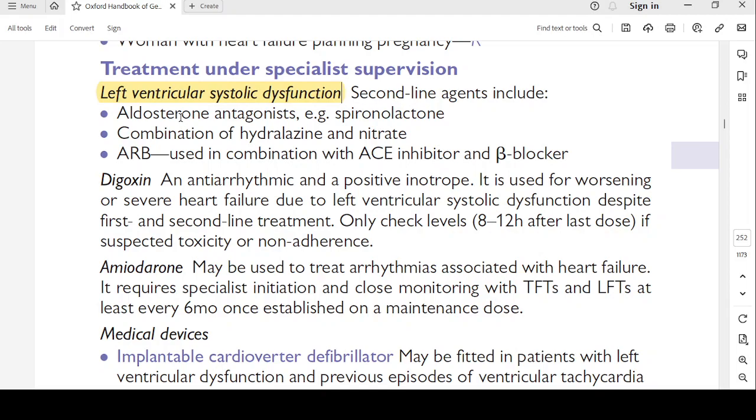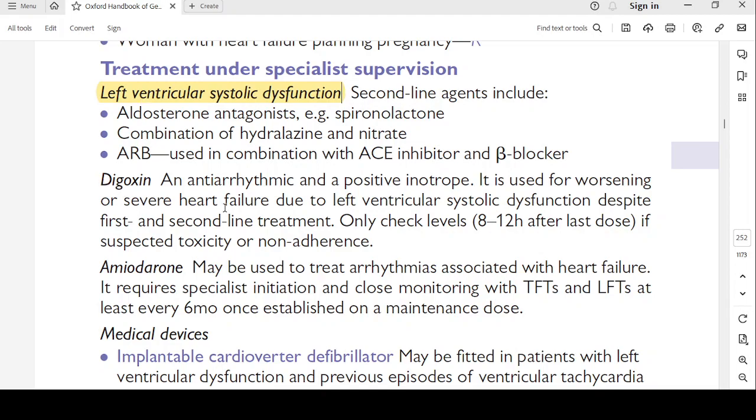In specialist supervision, when left ventricular systolic dysfunction is there, then aldosterone antagonists are given, that is spironolactone or mineralocorticoid receptor antagonist. Combination of hydralazine and nitrate. ARBs used in combination with ACE inhibitors or beta blockers. So you have already given ACE inhibitor and beta blocker and still you are prescribing an ARB.